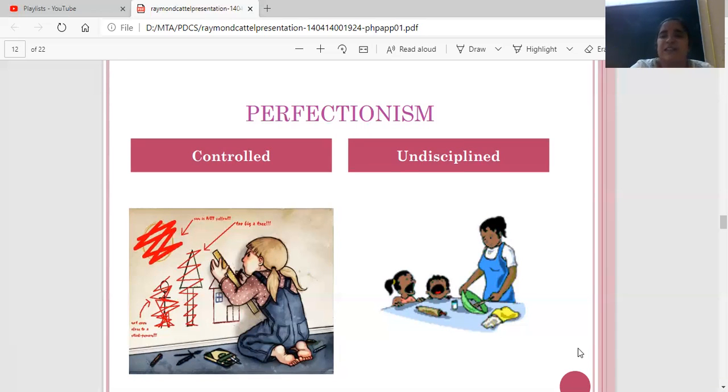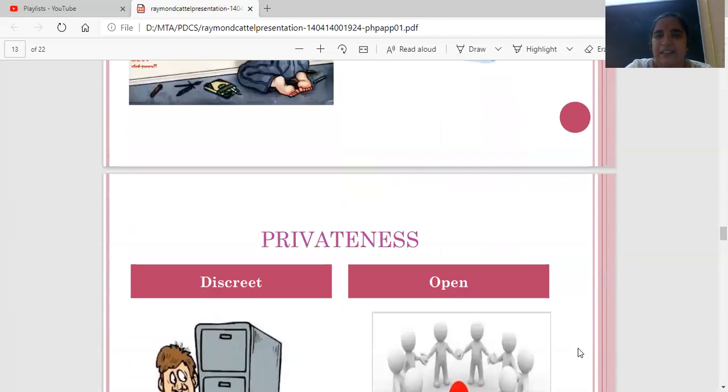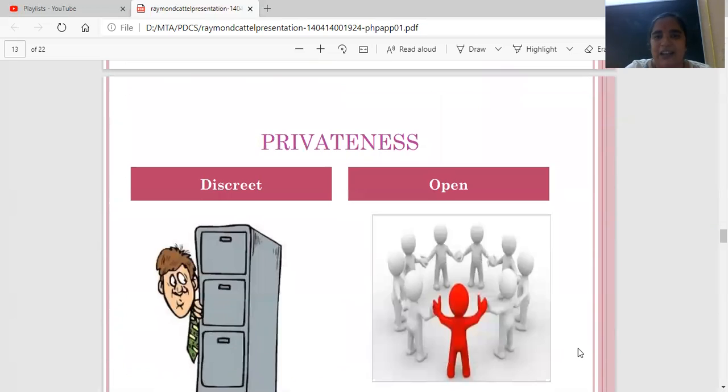On the other hand, subordinates may be reckless and undisciplined.